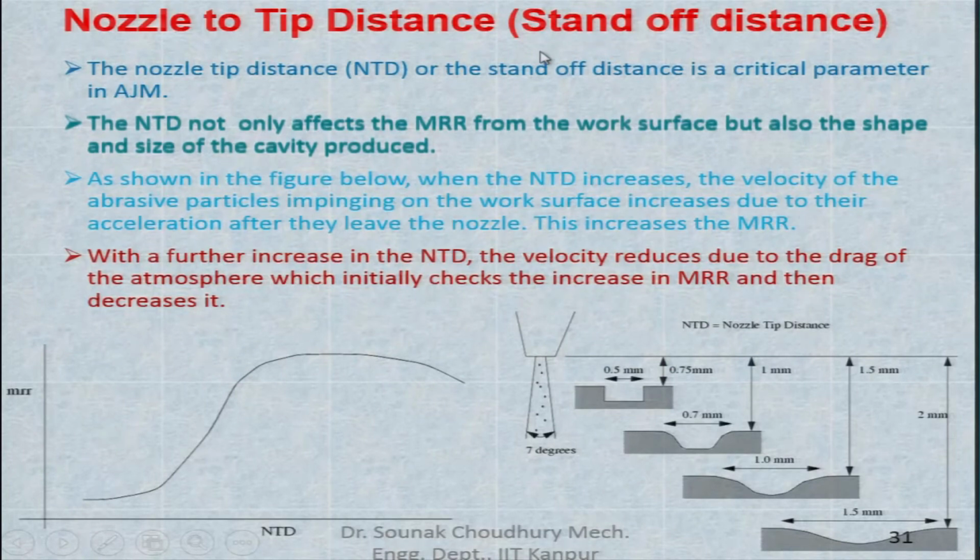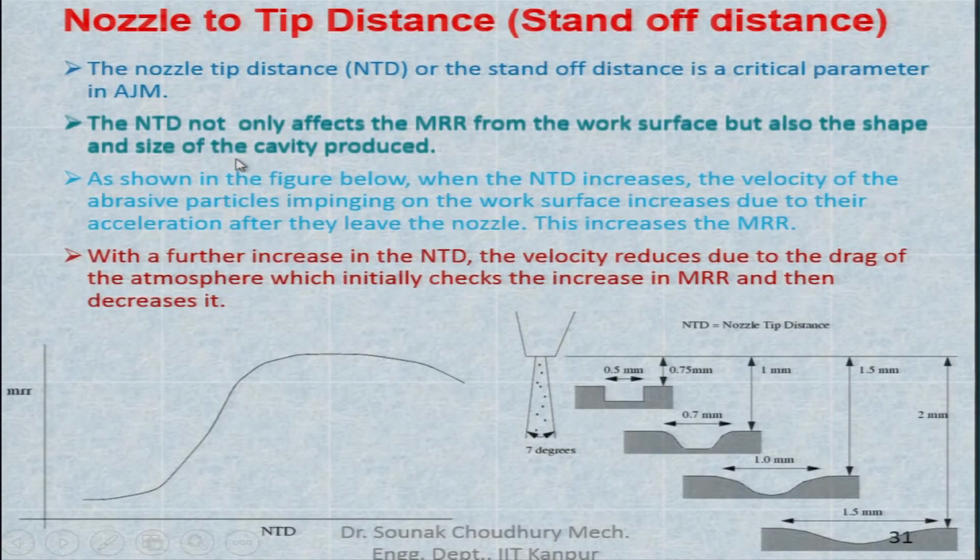Now, the nozzle tip distance, this is the standoff distance, and I already told you that the nozzle tip distance or the standoff distance, which is the distance between the workpiece and the nozzle tip, is very important to maintain the quality of the machined surface. Okay. The nozzle tip distance or the standoff distance is a critical parameter in abrasive jet machining. Okay. The nozzle tip distance not only affects the material removal rate from the work surface, but also the shape and size of the cavity produced. Okay.